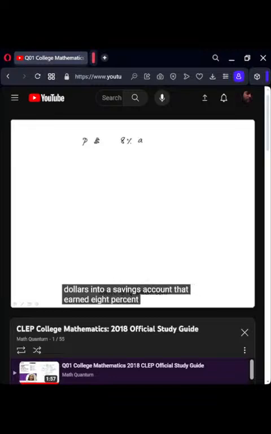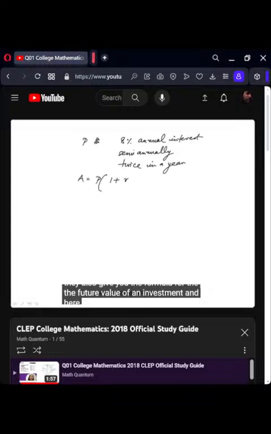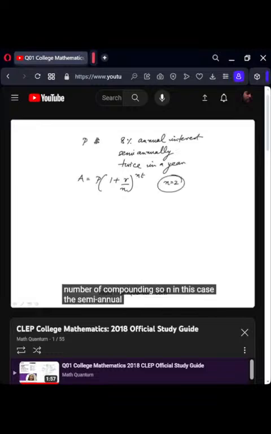Earned 8% annual interest, and this is compounded semi-annually, which means that in a year it would be compounded twice in a year. They also give you the formula for the future value of an investment, and here n is referring to the number of compoundings, so n in this case, the semi-annual n, would be 2.